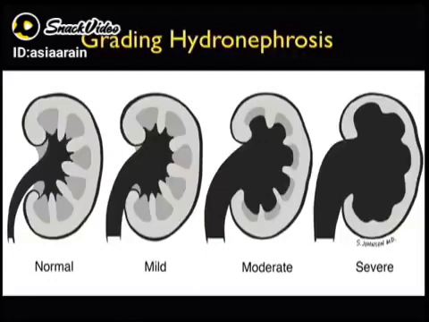Notice in the moderate picture here to the right, we can see ballooning out of the medullary pyramids in addition to the calyces. In a worst case scenario, in the severe hydronephrosis, the entire inner part of the kidney is shelled out by fluid, and all that's left is a little rim of the outer cortex around all the fluid within the hydronephrotic kidney.